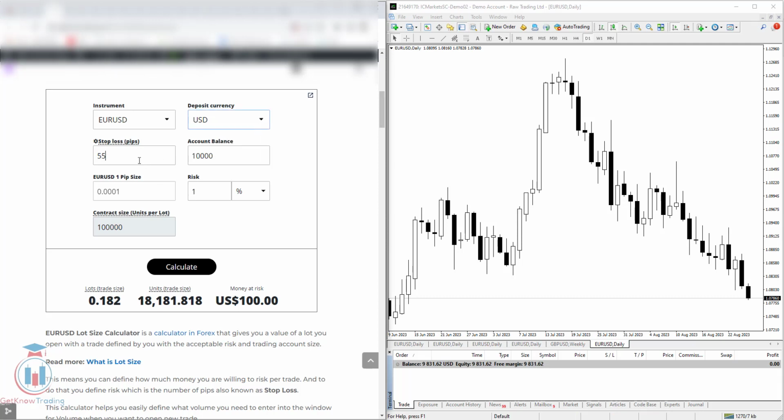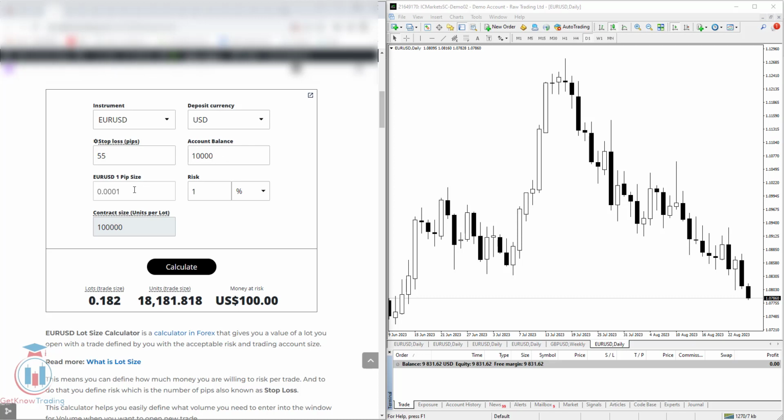Then you have the stop loss, which can be defined in number of pips. For example, if you would like to put a stop loss of 55 pips, you can put that number here. And then you have the account balance. So if you have a trading account with $10,000, you can put $10,000 here. But if you have any other account balance, or you would like to make a calculation for a testing account, you can put any number here.